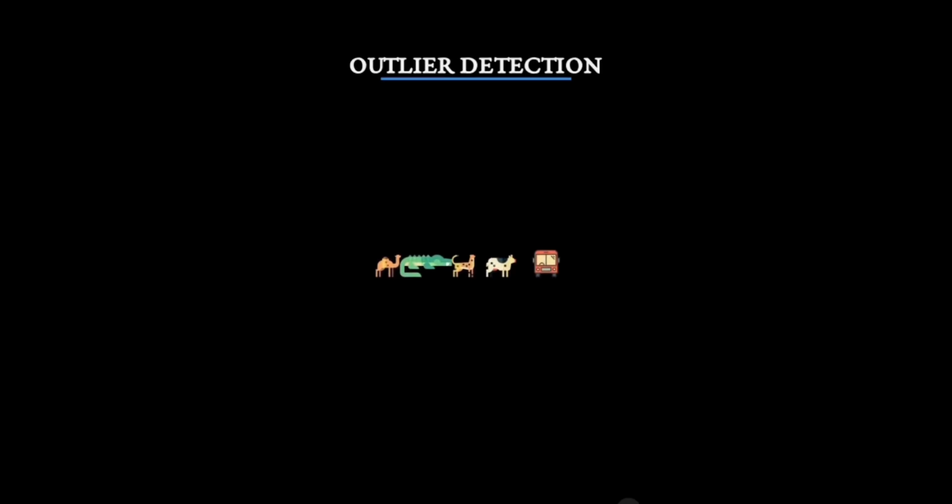Spot the odd one out. Look at this group. We have a few animals and a city bus. Even though they're standing together, that bus is clearly the odd one out. In statistics, we call this an outlier, a data point so extreme it sits far outside the normal patterns of the rest of the group.